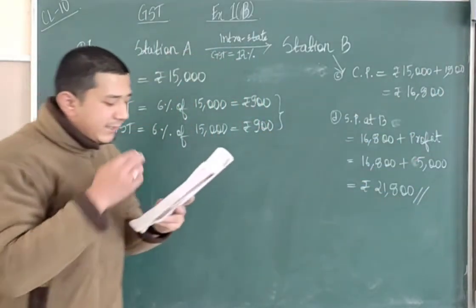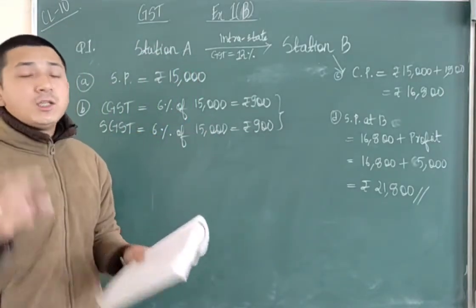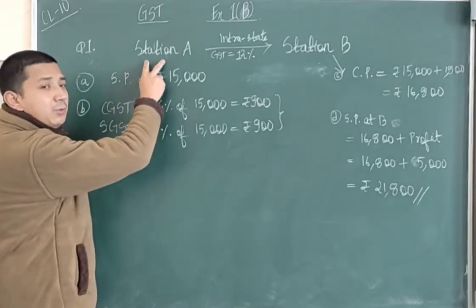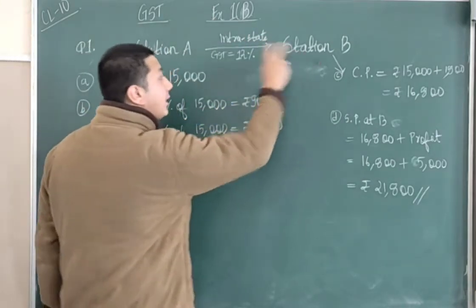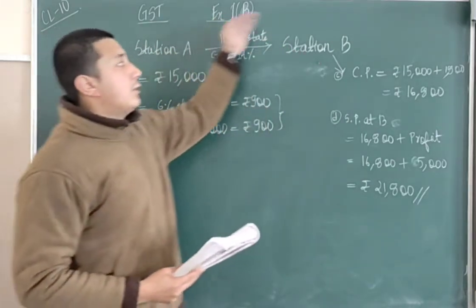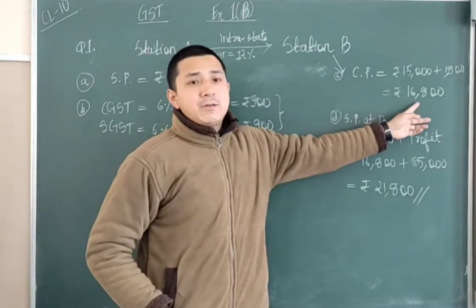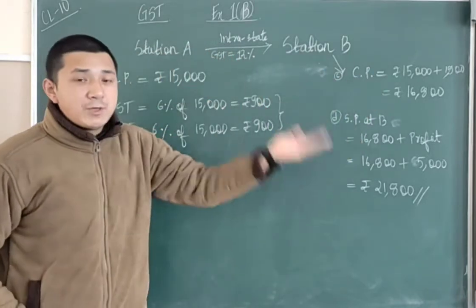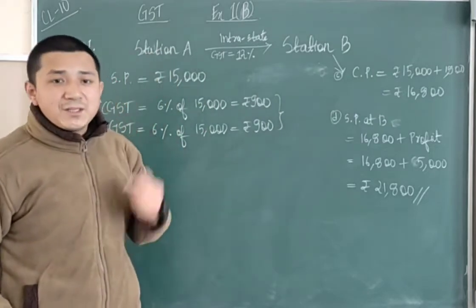The question further says, if the profit made is equal to 5,000. Now there's a guy in station A who's selling the product at 15,000. There's a guy B in station B who buys the article at around 16,800. Now he's trying to sell the product from B to C, and he's keeping the profit as 5,000.